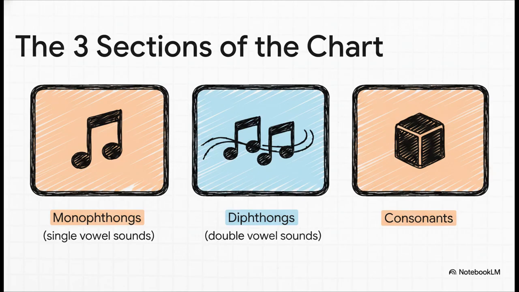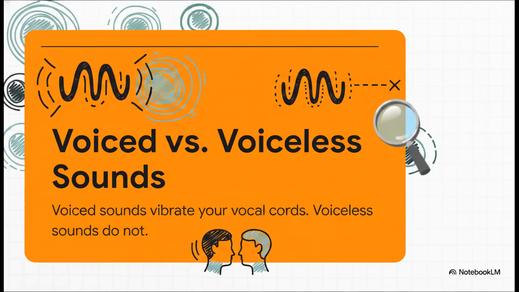You've got your monophthongs, those are single vowel sounds, like the a in cat. Then you have diphthongs, which are two vowel sounds that kind of glide together, like the oi in boy. And finally, you have all the consonants. That's the whole shebang. See? Totally manageable. Now, before we really start decoding words, we need to get one crucial concept down: voicing.